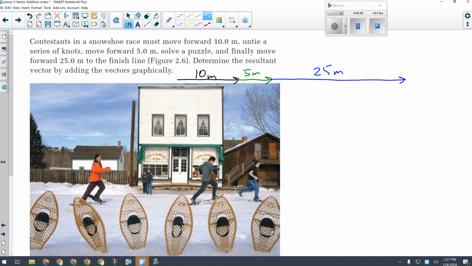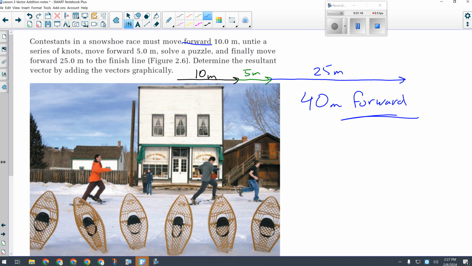So their total displacement here would be 40 meters forwards. Yeah, that's the one they give us forward in the question, right? So, 40 meters forward.